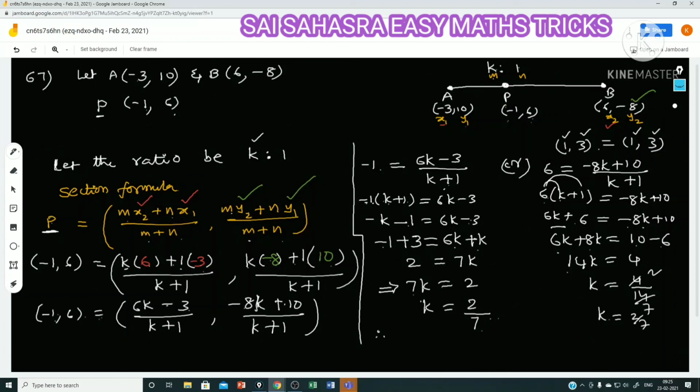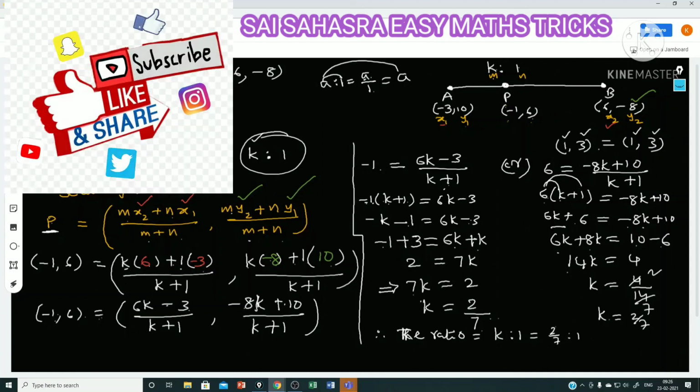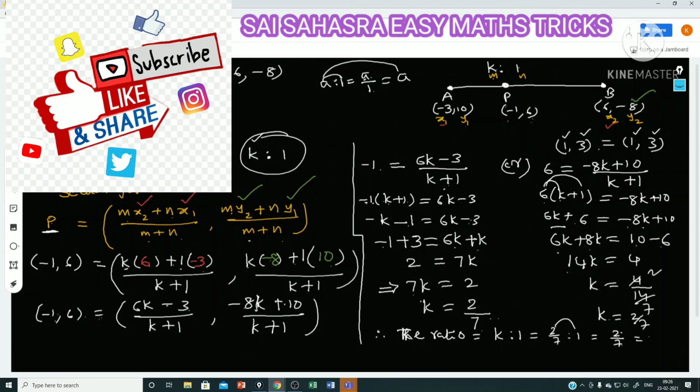Therefore, we can write this k is to 1 as we assumed. K is to 1. The ratio will be what? The ratio is equal to, actually, k is to 1. So k is to 1 means 2 by 7 is to 1. Whenever we have a by 1, that means a only. A by 1 can be written as a is to 1. Can we write like that? A is to 1. So a is to 1 is a only. Same way, 2 by 7 is to 1 is 2 by 7. Further, 2 by 7 can be written as 2 is to 7. So this is the required ratio.